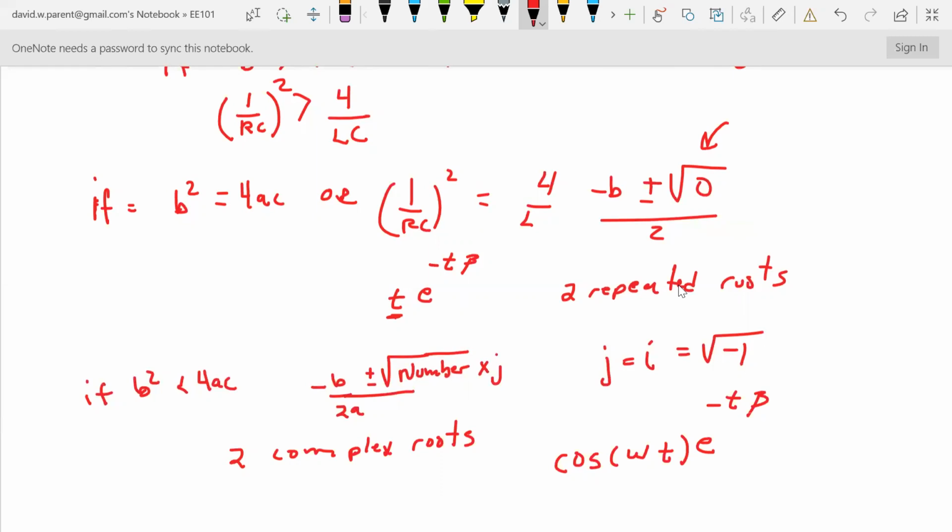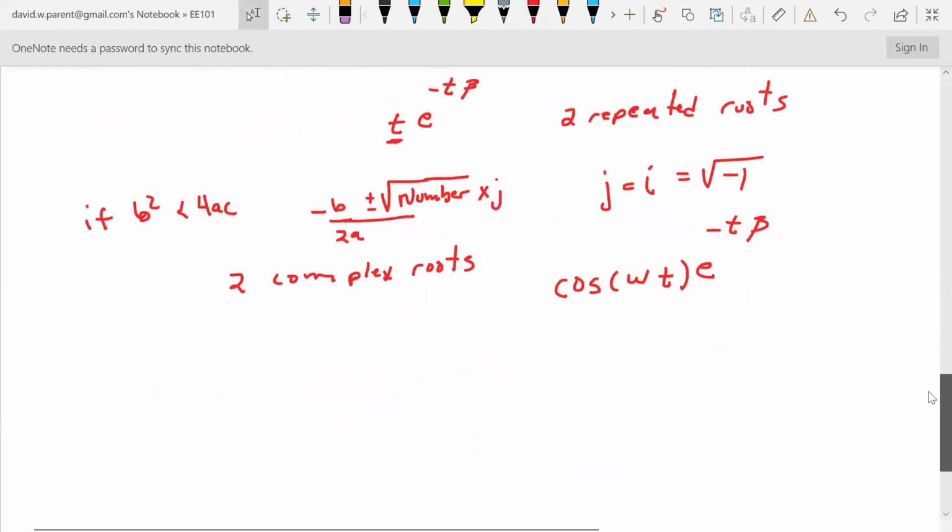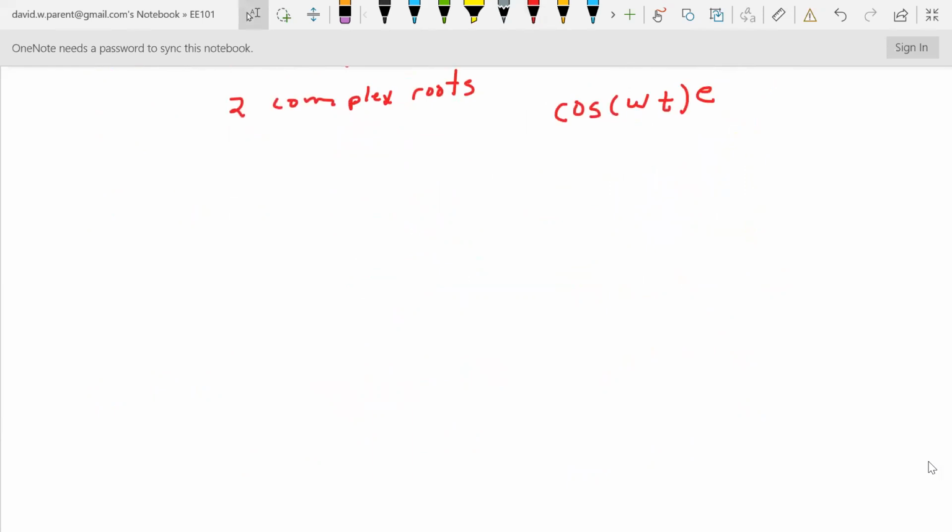All right. Now there is another case that can crop up, but I'm going to draw out the whole quadratic equation for that.